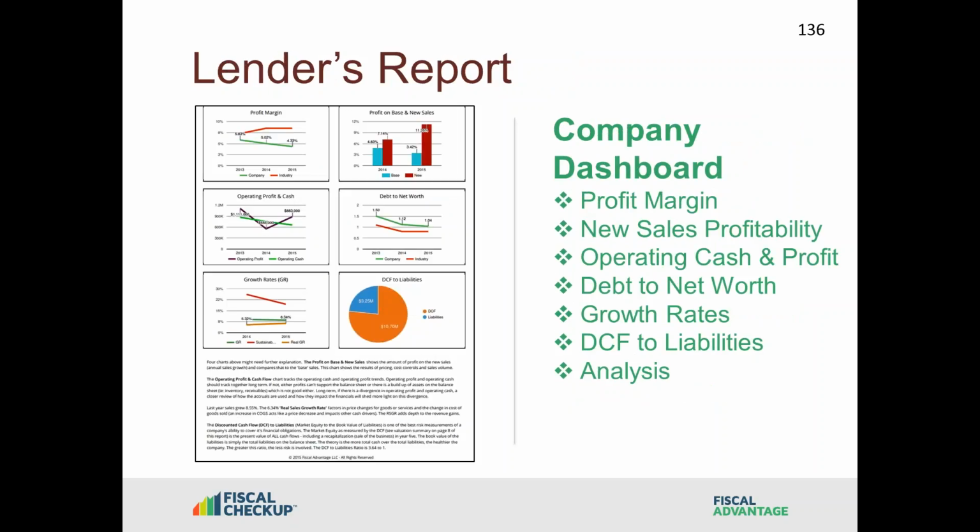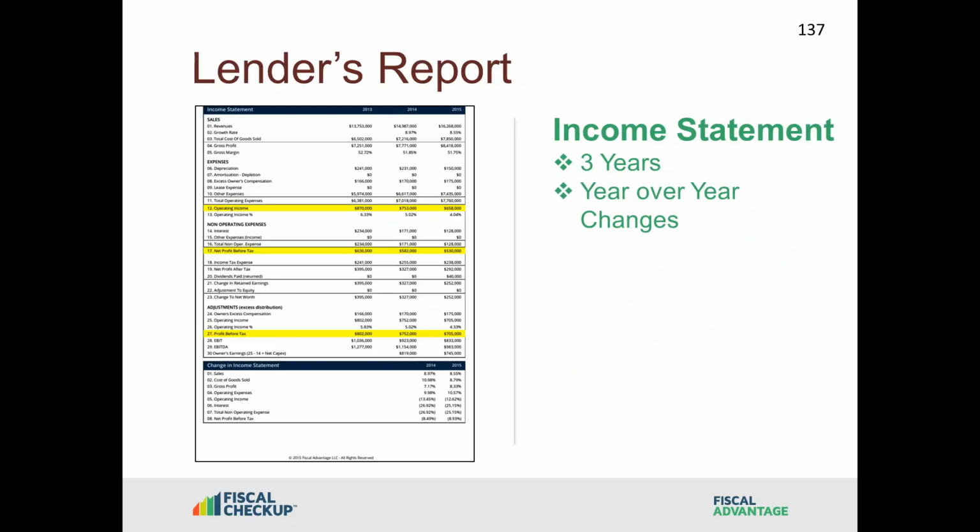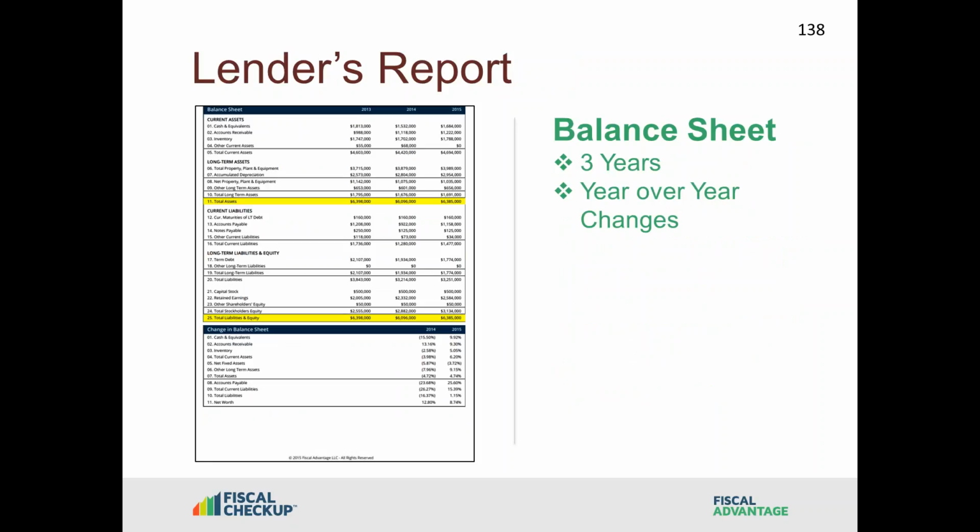The final report is a 10-page lender's report. It is a complete summary of the business with actually more detail than the executive summary. It starts with a company dashboard graphically showing the business performance for 6 critical ratios. The report contains 3 years of income statements along with an analysis of year-over-year changes. It also presents 3 years of balance sheets with the year-over-year changes on the bottom table.